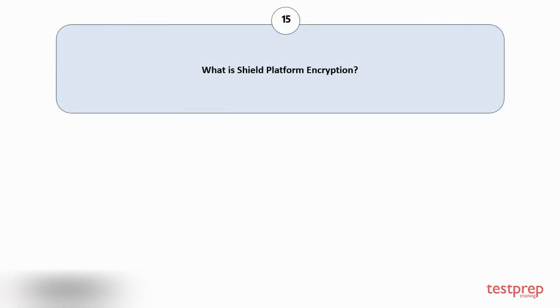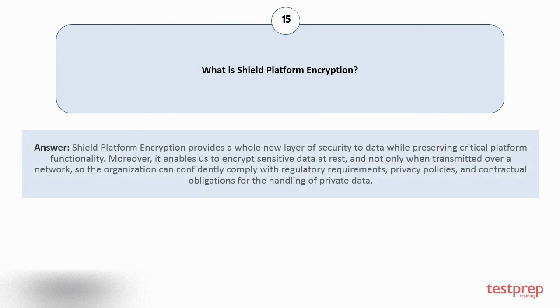Question number 15. What is Shield Platform Encryption? Your answer is: Shield Platform Encryption provides a whole new layer of security to data while preserving critical platform functionality. Moreover, it enables us to encrypt sensitive data at rest, and not only when transmitted over a network, so the organization can confidently comply with regulatory requirements, privacy policies, and contractual obligations for the handling of private data.